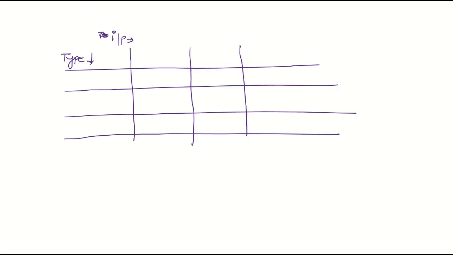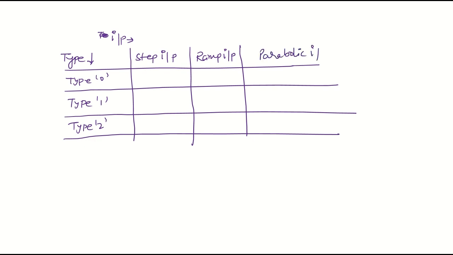Let me summarize this whole discussion. In this table I am taking different types of systems. First I am taking type 0 system, type 1 system, and type 2 system. And here in the columns I am taking different inputs: the step input, the ramp input, and the parabolic input. This table represents the steady state error, ESS, for different types of systems and different input signals to a control system.